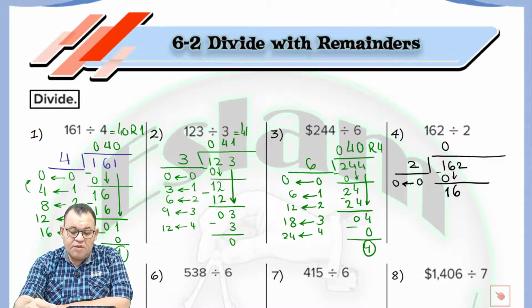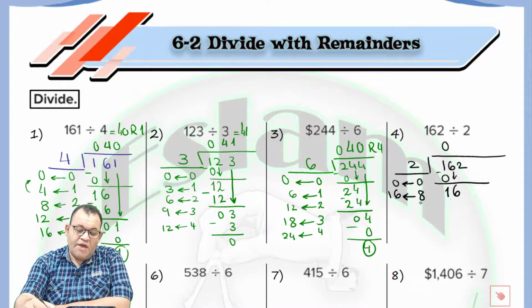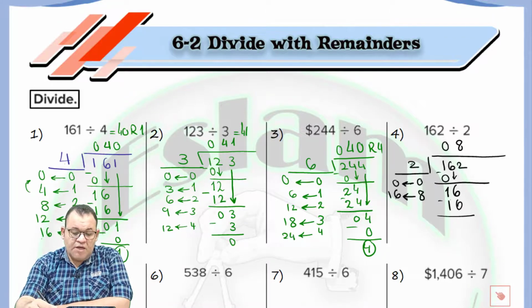I need a number. If I multiply it by 2, the answer will be equal to 16, because we need 16 divided by 2. The closest number will be 8, because 8 multiplied by 2 equals 16. We can write 8 up and 16 down. Write the smallest number up, the number that you multiplied by 2, and write the answer of the product down, which is 16. 16 minus 16 equals 0.